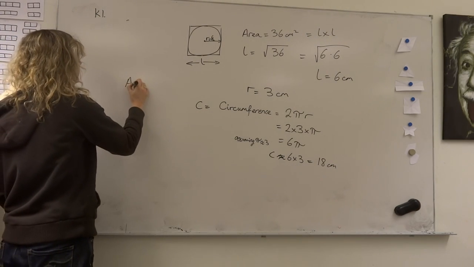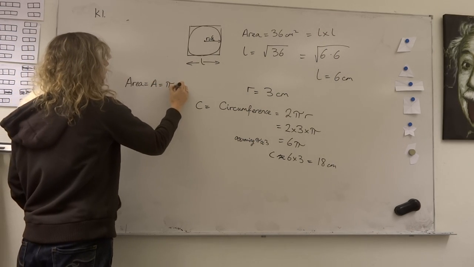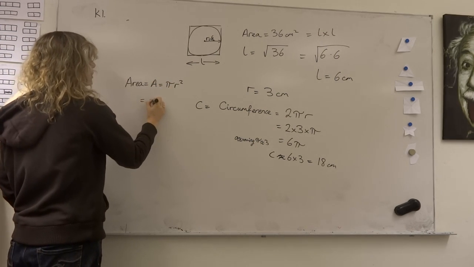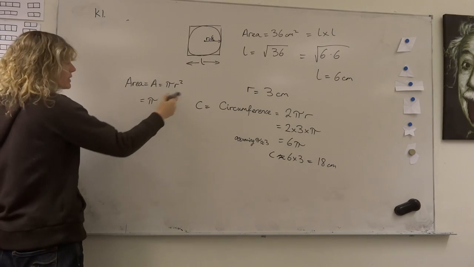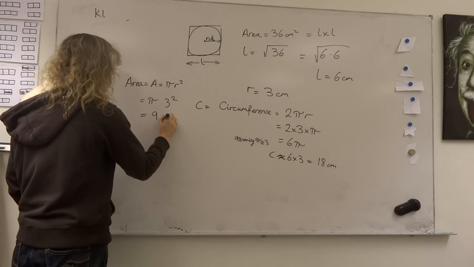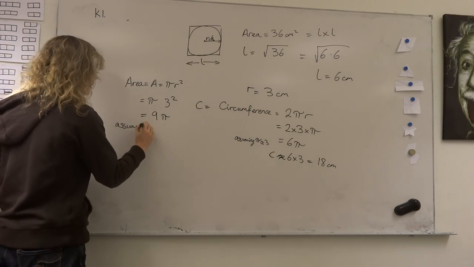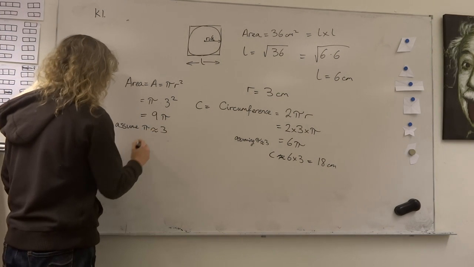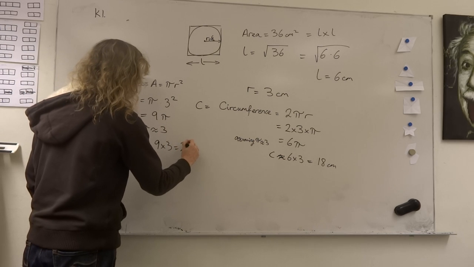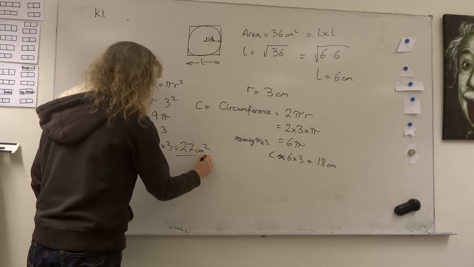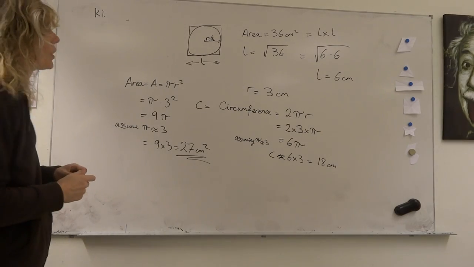Then they wanted the area. Well, the area of the circle we get by, let's call it A, pi r squared, which is pi times 3 squared. 3 times 3 is 9, so we get 9 pi. And we again assume pi is approximately 3. We would get an area of 9 times 3, which equals 27 centimeters squared. Important again to have the right units. Okay?